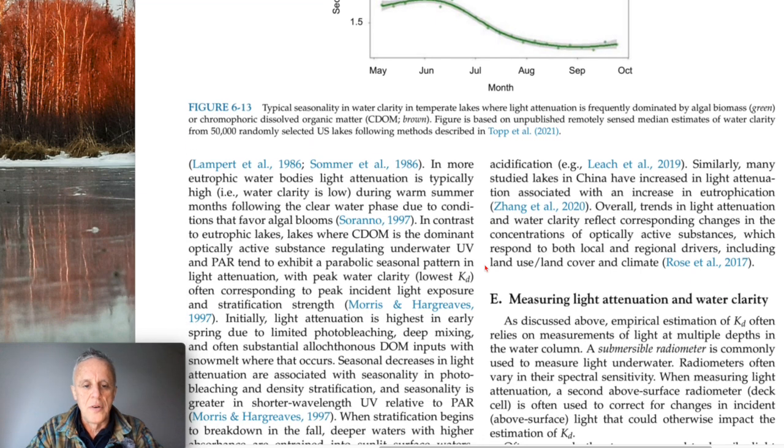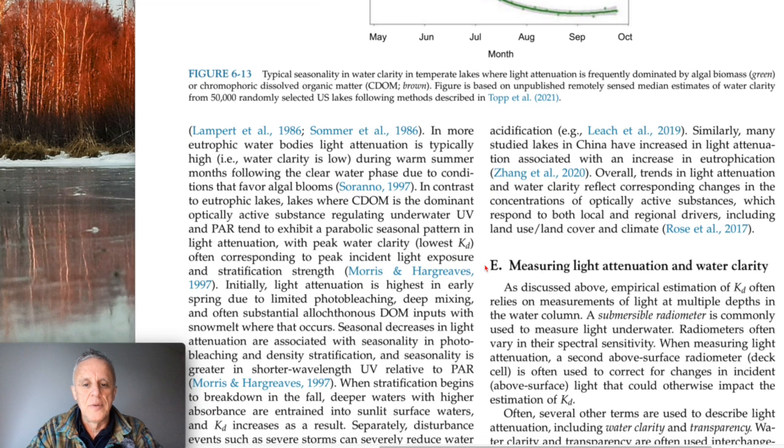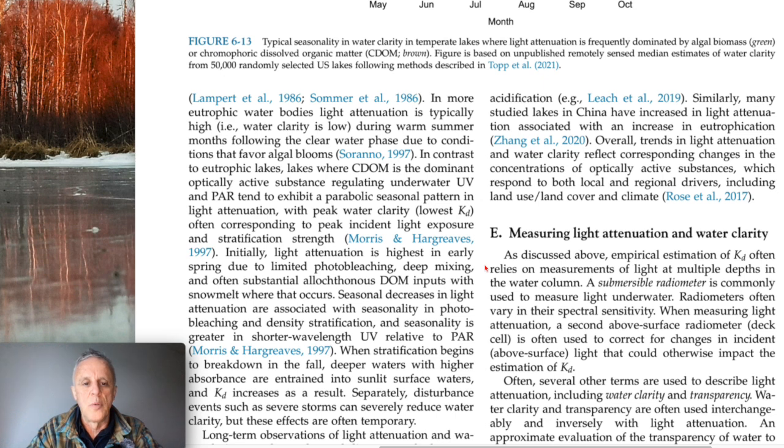In more eutrophic water bodies, light attenuation is typically high. For example, water quality is low during warm summer months, following the clear water phase, due to conditions that favor algal blooms.